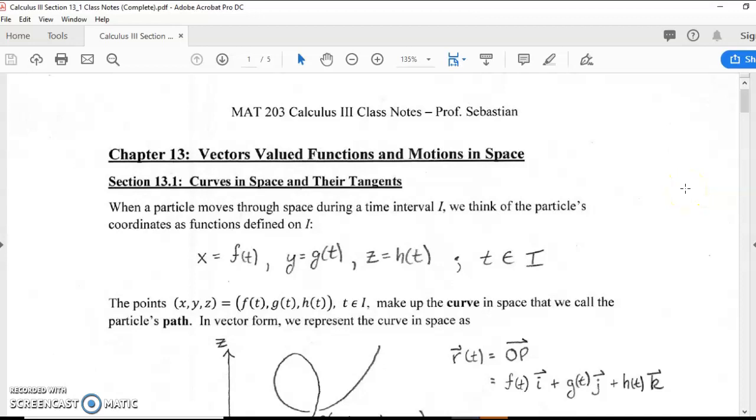Hi everyone, we're moving into chapter 13 here in Calc 3. Chapter 13 is on vector valued functions and motions in space. And in section 13.1 we basically want to talk about curves in space and tangents to these curves.